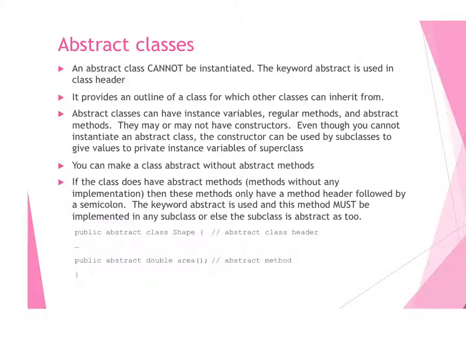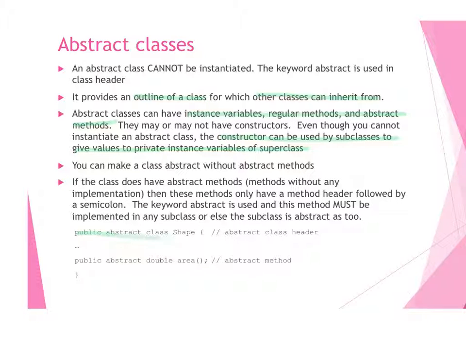Abstract classes and interfaces. So an abstract class cannot be instantiated, and an abstract class has the keyword abstract used in the class header. It essentially provides an outline for a class which other classes can inherit from. Abstract classes can have instance variables, regular methods, and abstract methods. They may or may not have constructors. Even though you cannot instantiate an abstract class, the constructor can be used by subclasses to give values to private instance variables. So we can make an abstract class abstract without having abstract methods. Basically, the keyword abstract is there just so that you are preventing somebody from making an instance of this class.